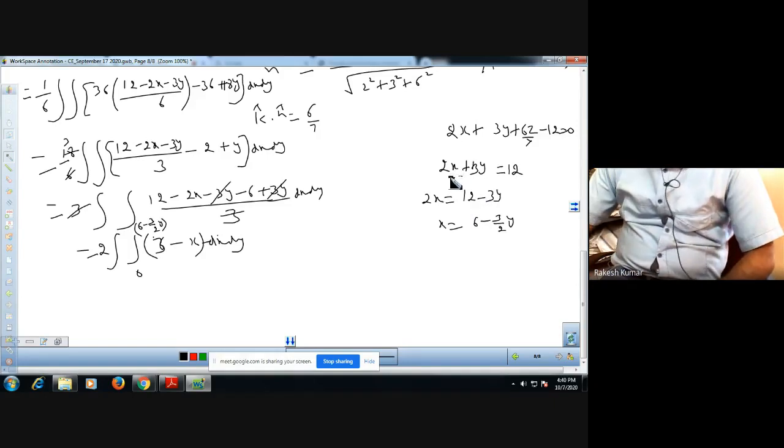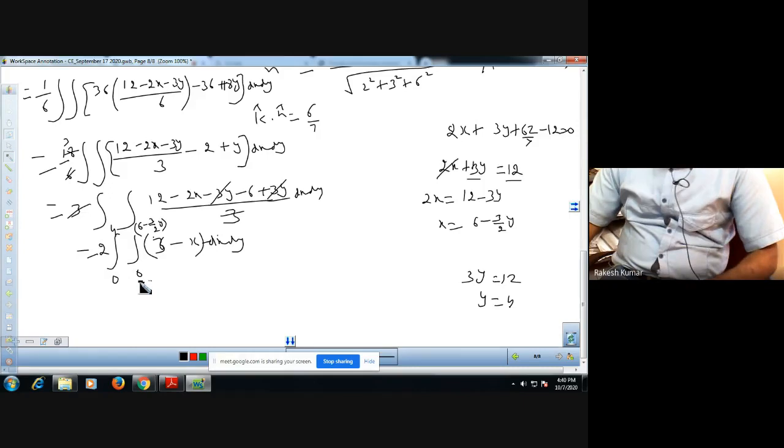And for finding out the limits of y, you will not take the value of x. You will take only the value of y with the constant. This is the procedure to find out the limit. So 3y equals 12, y comes out to be 4, and that will be 0 to 4.